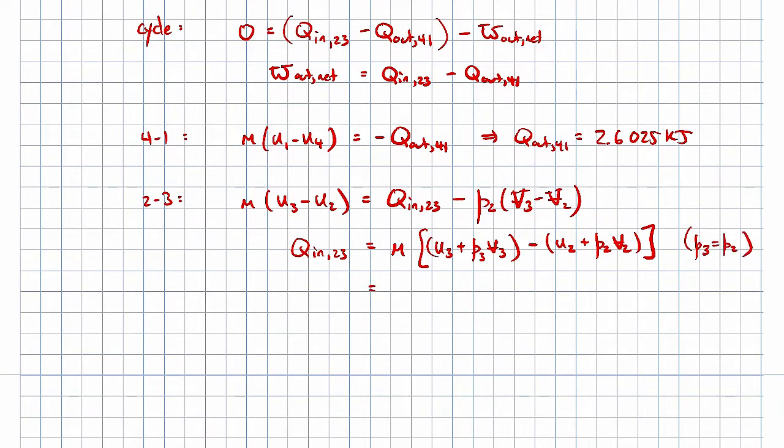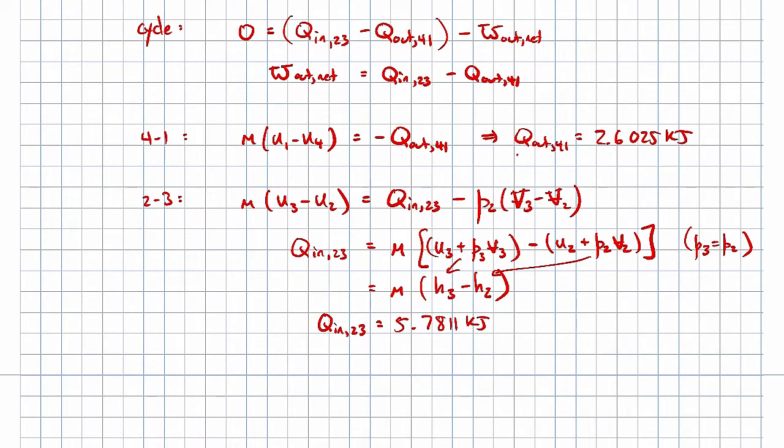If you look at that for a moment, those are just specific enthalpies, right? These are specific enthalpies here. So that's why I looked up specific enthalpies in the property table. So we know those values. We can plug them in. And when you do that, Q2 to 3 comes out to be 5.7811 kilojoules.